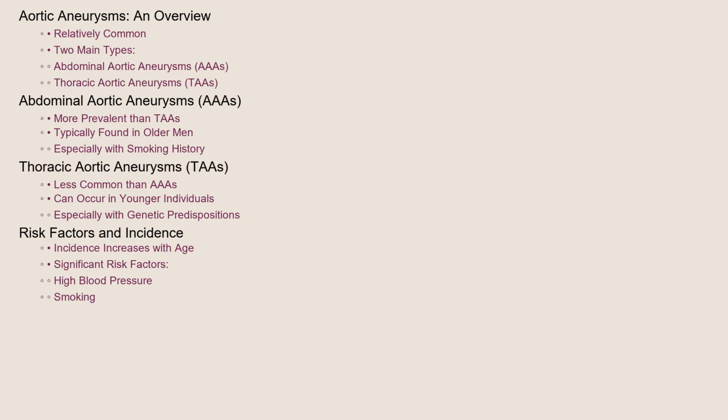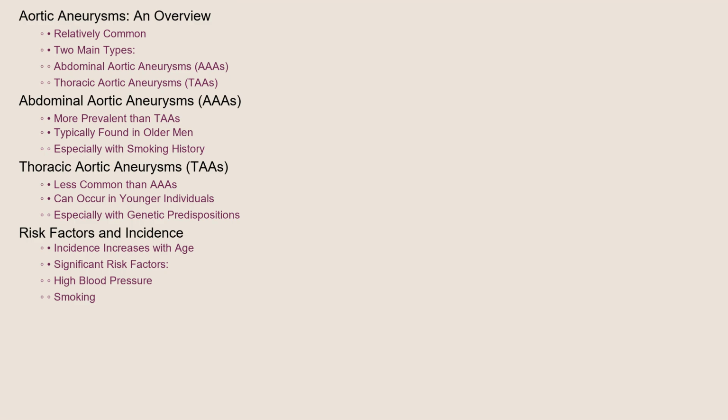Aortic aneurysms are more common than you might think. Abdominal aortic aneurysms, or AAAs, are more prevalent than thoracic aortic aneurysms, or TAAs. AAAs are typically found in older men, particularly those with a history of smoking. TAAs, while less common, can occur in younger individuals, especially those with genetic predispositions. The incidence of both types of aneurysms increases with age, and risk factors like high blood pressure and smoking significantly contribute to their development.